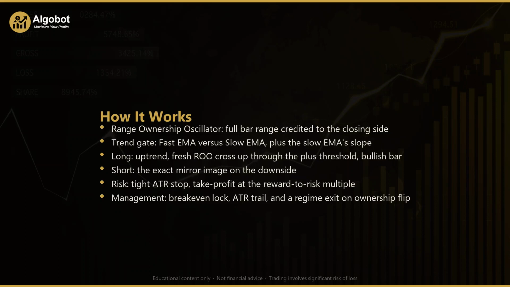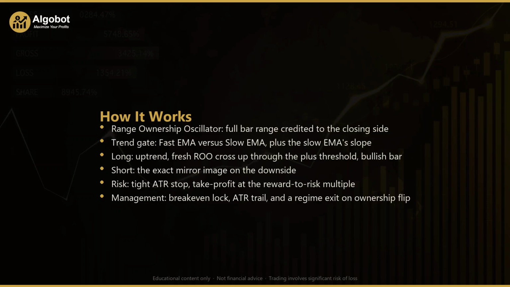Now to risk. When a position opens, the stop is placed at a multiple of the average true range below the entry for a long, or above it for a short. The default is 1.2 times the ATR, which keeps the stop tight. If the resulting risk would be larger than a maximum ATR multiple, the trade is skipped entirely, so no single loss becomes outsized. The take profit sits at the reward to risk multiple, 2 times the initial risk by default.